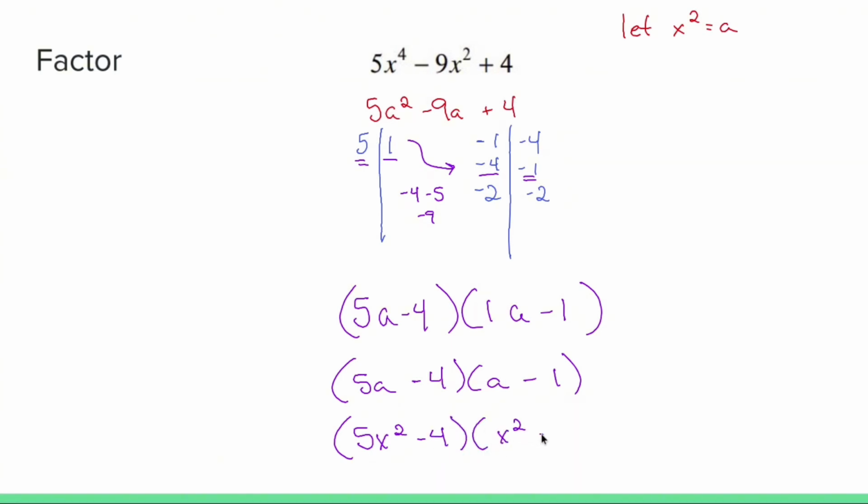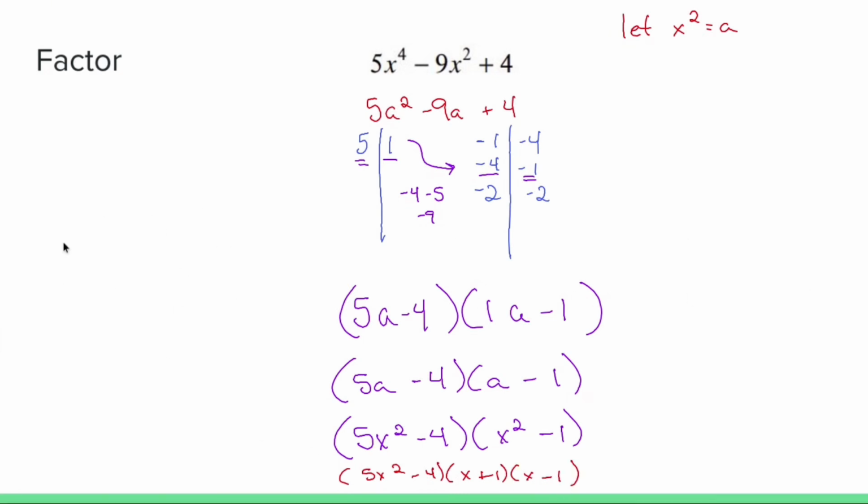x squared minus 1. And you take a look at that, and you might be happy and think that you're done. But wait a gosh darned minute. X squared minus 1, that's difference of squares. So I can't do anything with 5x squared minus 4, but x squared minus 1 actually factors out to x plus 1, x minus 1.